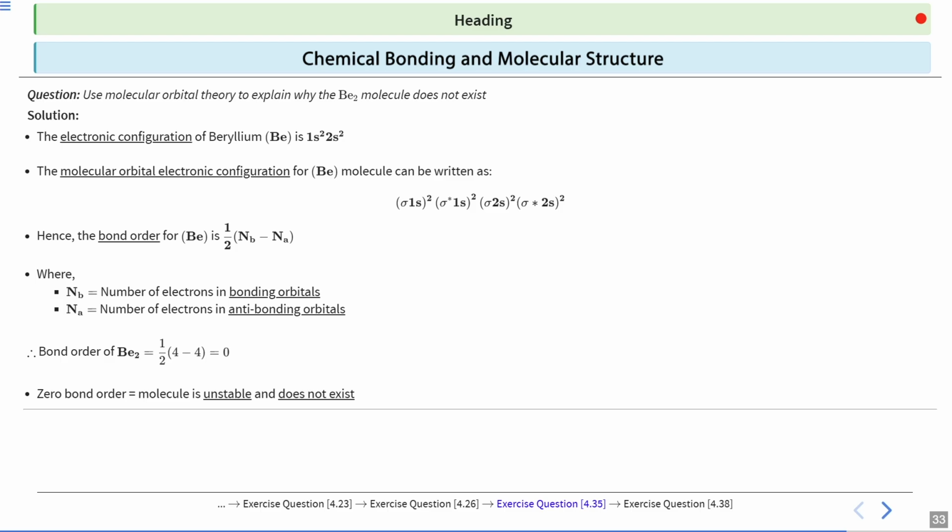So again I am repeating it, just think about it. What will be the bond order of boron? It's very simple. Yes, it is 1. Now you come on to the next molecule, which is carbon. In the case of carbon, the bond order is 2. Now what is the trick?